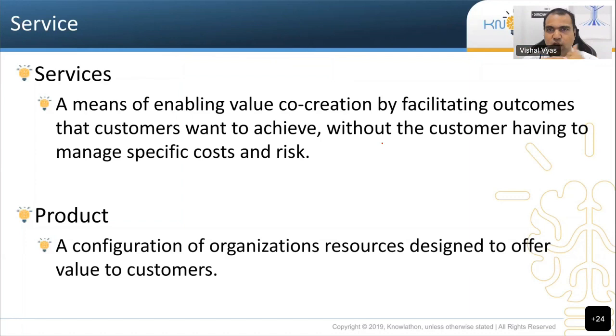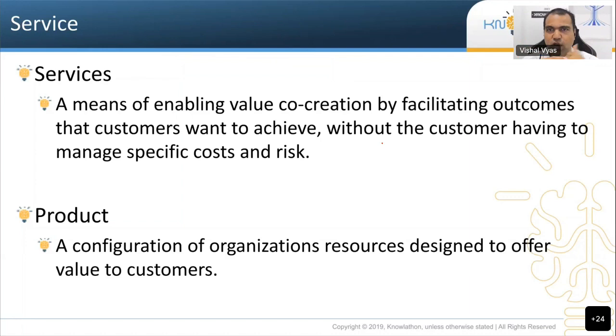But you do not want to owe the specific cost of buying a washing machine, or the specific risk of maintaining a washing machine. What if power goes out? What if you run out of water? You don't want to manage the cost and risk of managing all these products. So the service provider takes care of it. So service is a means of enabling value co-creation by facilitating the outcome that the customer wants to achieve.